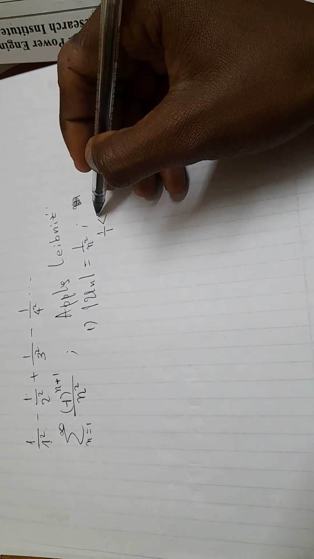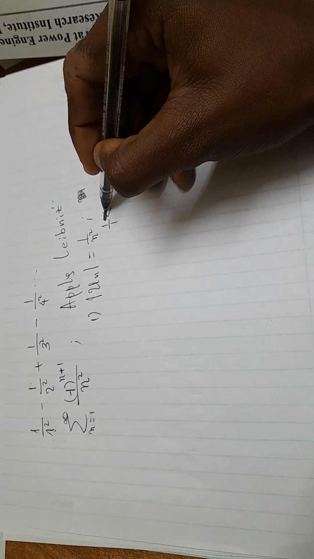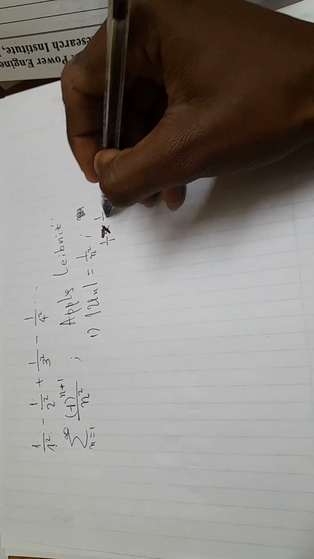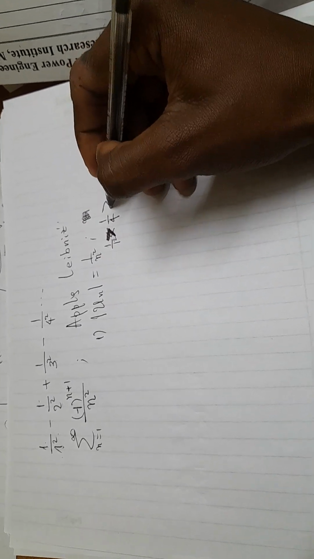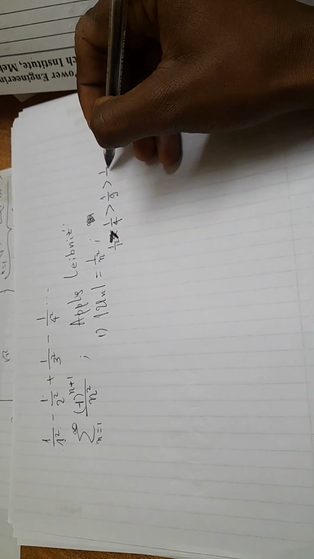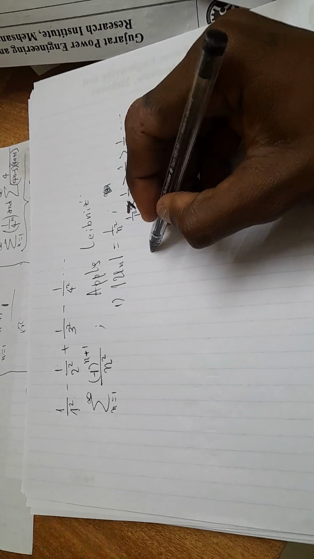This 1 upon 1 will be greater than the second term. What's the second term? 1 upon 2 square, it is 1 upon 4. This 1 upon 4 will be greater than the term that comes after it, 1 upon 9. This will be greater than 1 upon 16 and so on. So by this logic, we can say that this is a decreasing series.